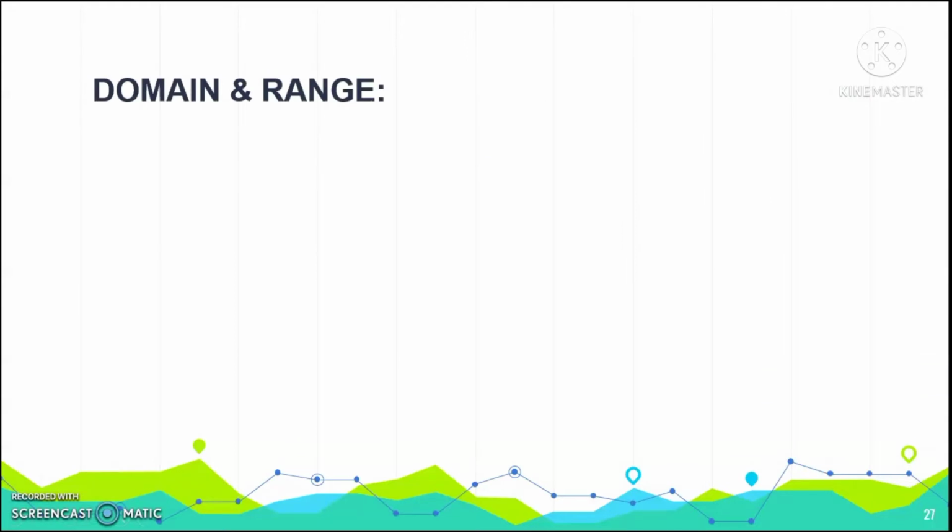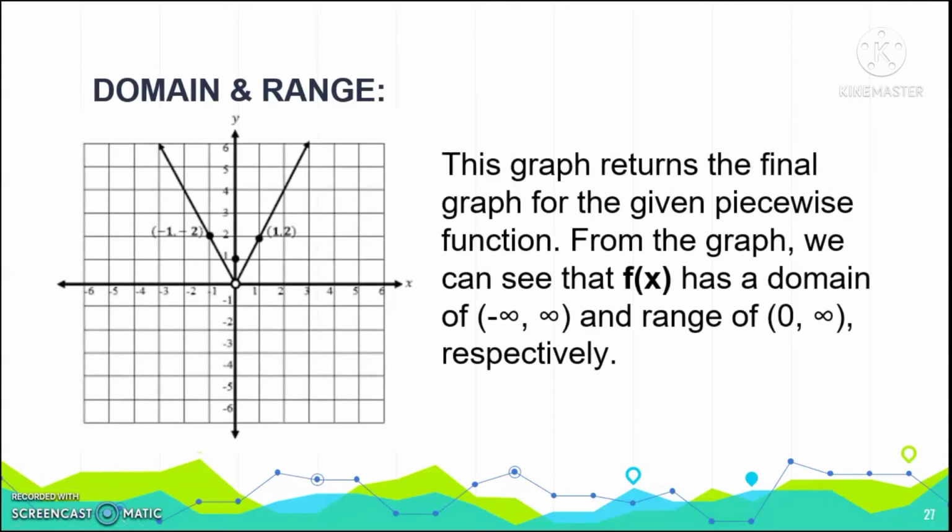For the domain and range, this graph returns the final graph for the given piecewise function. From the graph, we can see that f of x has a domain of negative infinity to positive infinity and a range of 0 to positive infinity respectively.